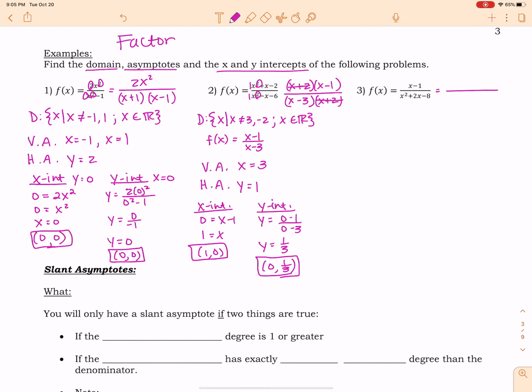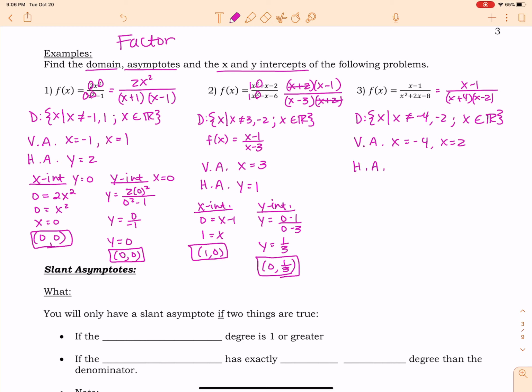Okay, last example here. I know this is a big surprise here. We're going to factor. Everybody loves to factor. Okay, so again, domain restrictions are the very first thing. X can't be -4 or 2. All right, vertical asymptote is going to occur at x equals -4 and x equals 2.